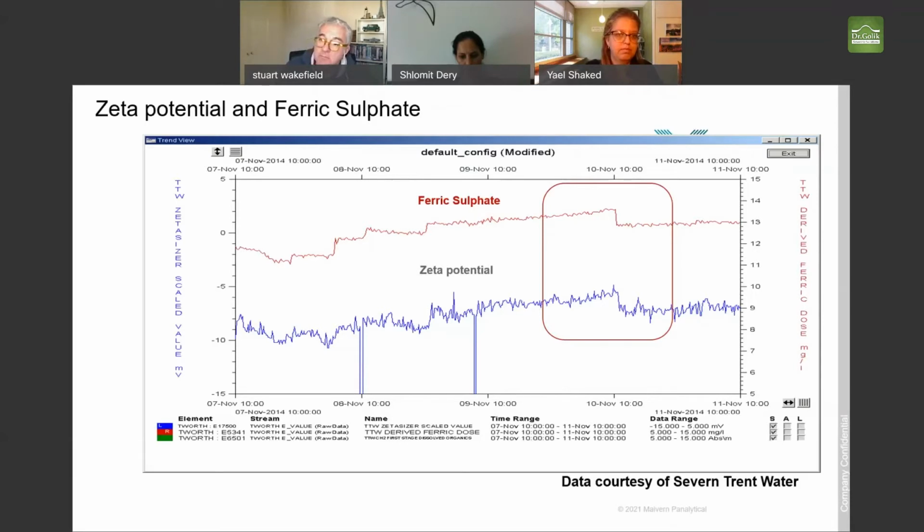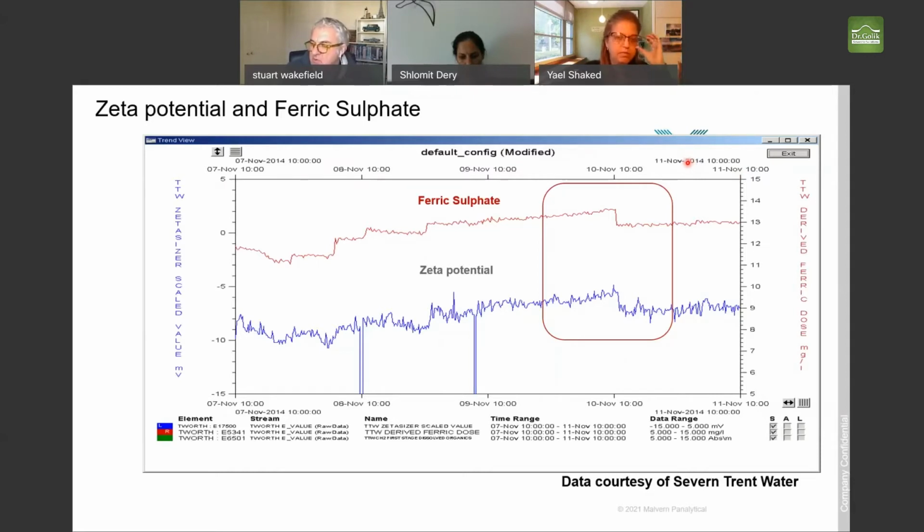versus ferric dose versus Zeta Potential. And I think the important thing here is that this is a period from the 7th of November to the 11th of November. This is now back in 2014. So this is not necessarily a new technology, but it's becoming more and more important and understood and accepted.